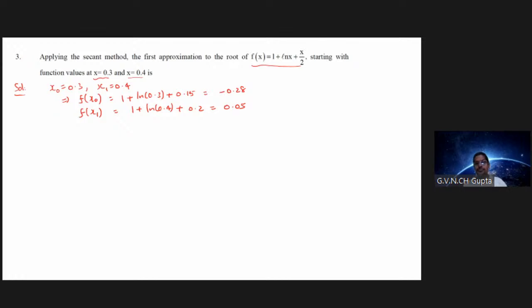Kindly excuse me. This is minus 0.05 and that is plus 0.28. I calculated it in a correct way, but I wrote it in the reverse way. So f of x naught, that is f of 0.3, is minus 0.05, and f of x1 is 0.28.